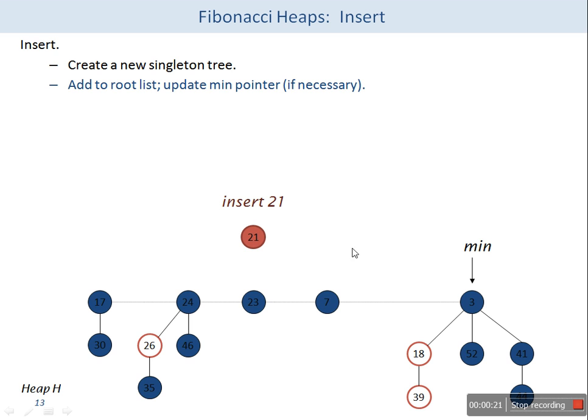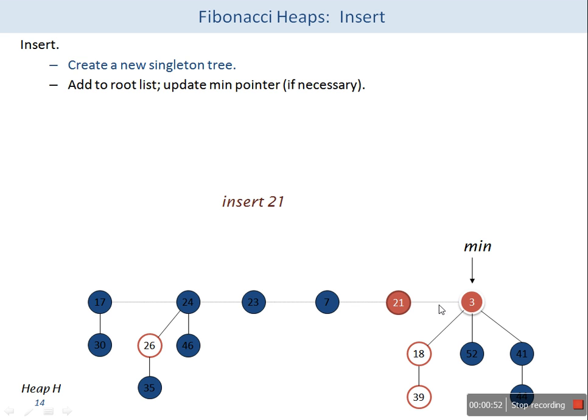So for this example, suppose I want to insert 21. I make a single node 21 as a singleton tree, and then add this node to the root list. This node can be added anywhere in the root list. Because I have a circular doubly linked list, I can just change the pointers in order to add the node to the root list. Then after that I have to update the min pointer.